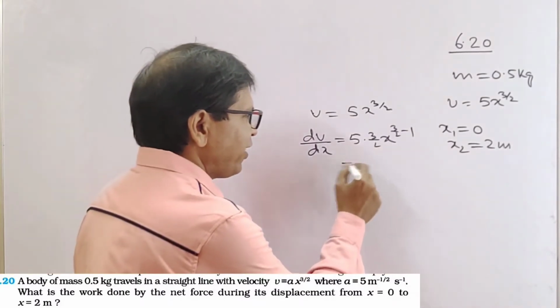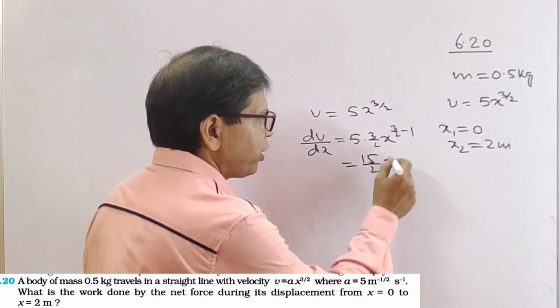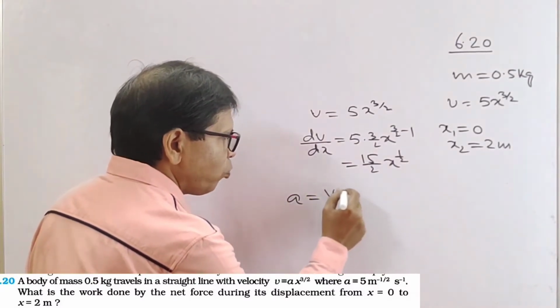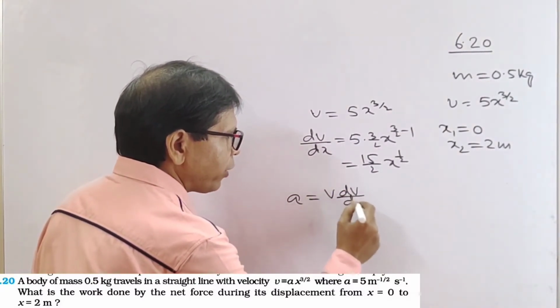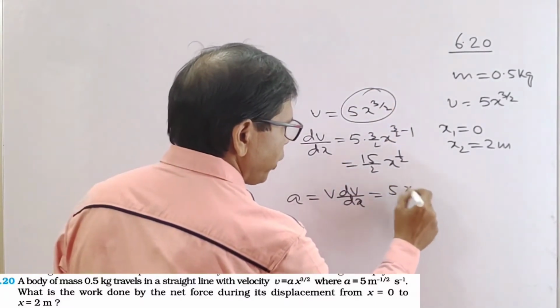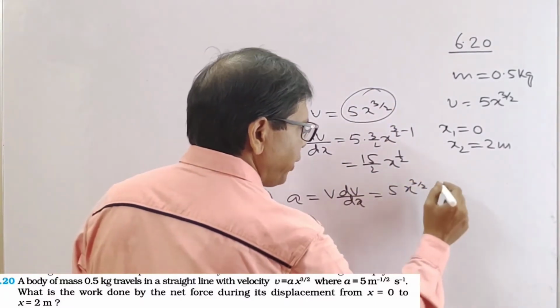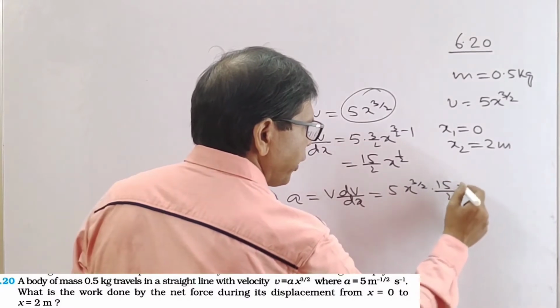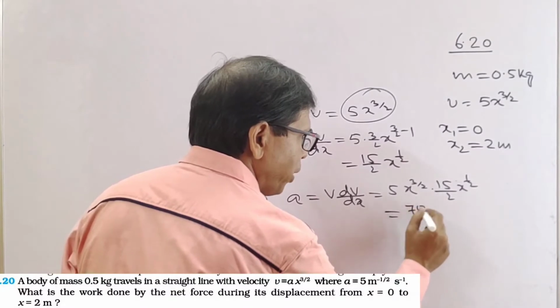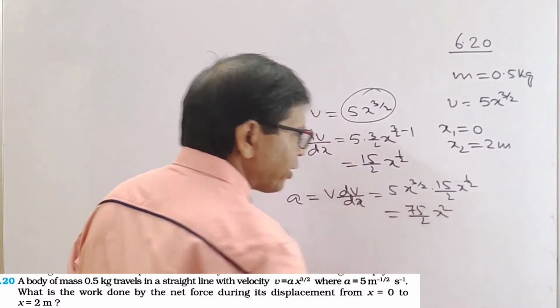So this is 15 by 2 into x to the power half. Now acceleration a equals v dv by dx. Here v equals 5 into x to the power 3 by 2, and dv by dx equals 15 by 2 x to the power half. So this is 75 by 2 and this is x square.